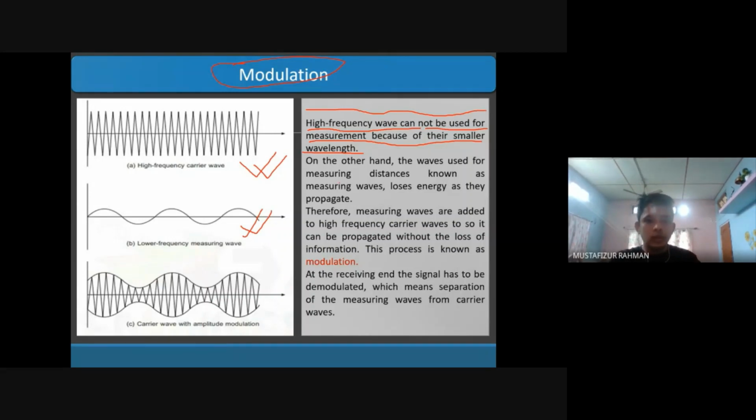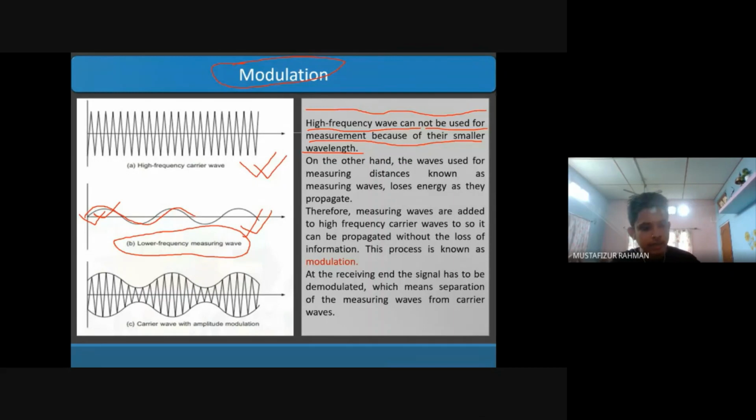Therefore, we use lower frequency waves for measurement. The lower frequency waves have higher wavelength, and it is easier to use these waves for the measurement process. But what happens if the distance is higher? They lose the energy. Because these waves are electromagnetic waves, they have some energy, and these lower frequency waves lose energy quickly than the higher frequency waves.